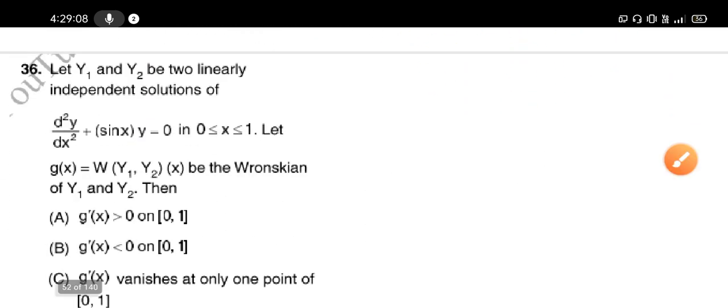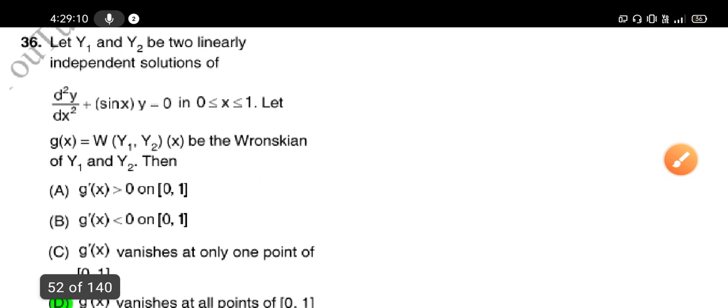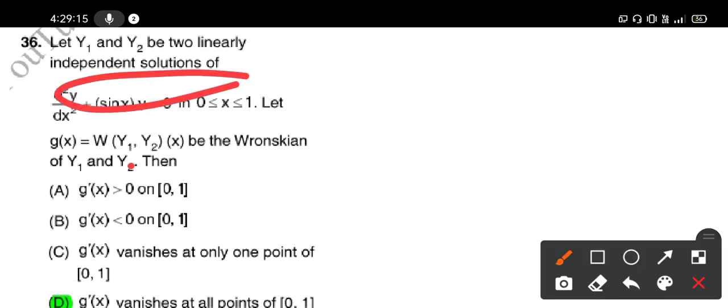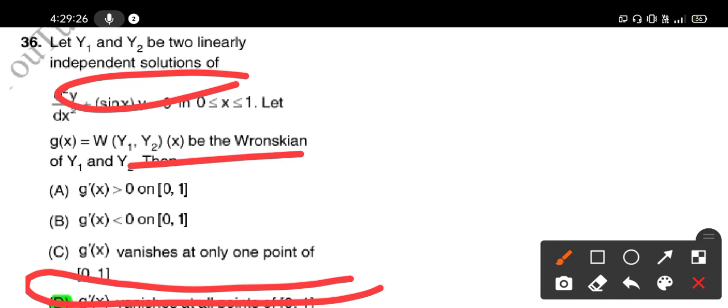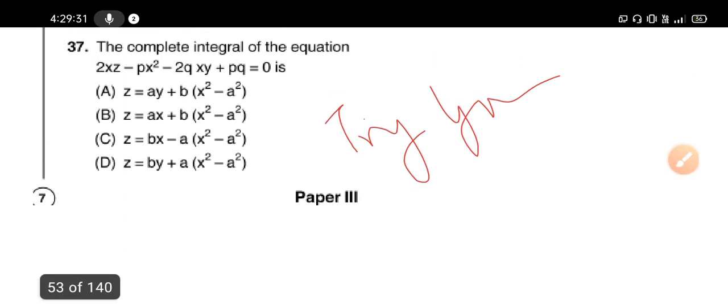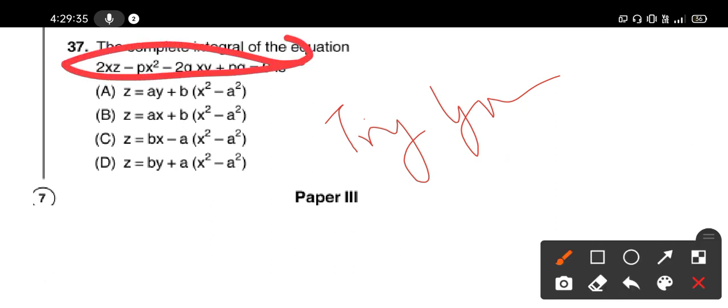Option A is correct. Next question, let y1 and y2 be two linearly independent solutions of the equation given here. Let g of x be equal to w of x, the Wronskian of y1 and y2. Then g dash of x vanishes at all points of (0, 1). So option D is correct. Next question, the complete integral of the equation. Here the equation is given and the solution is given, and you can try.